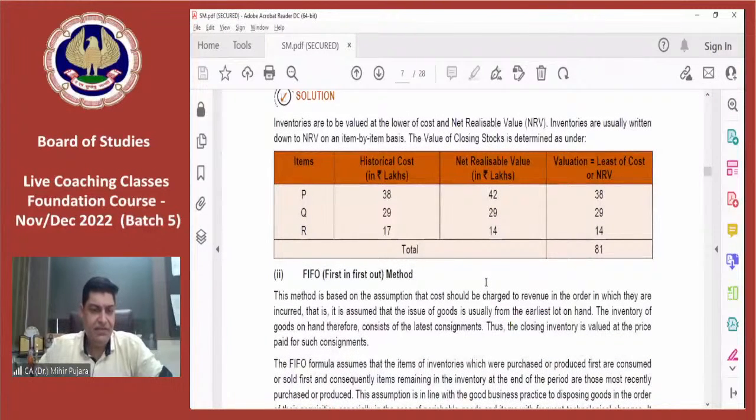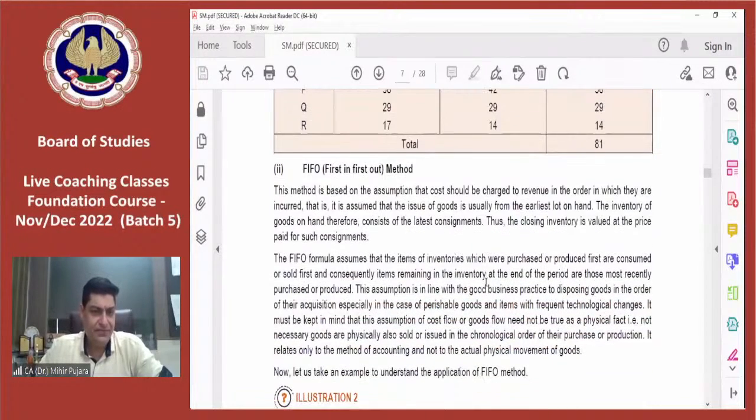Now let's start with the FIFO method. The name itself suggests it is the first in, first out method. That is, whatever stock we have purchased first will be issued first. It's a very logical method.